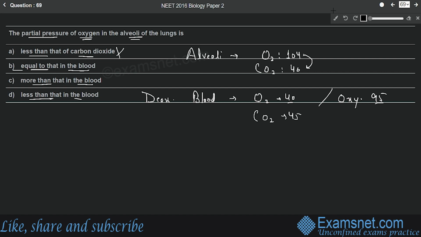Then the second statement says equal to that in the blood. So in the alveoli, it is 104 partial pressure of oxygen. In the blood, it is 40 and 95. For deoxygenated it is 40, for oxygenated it is 95. So in both the cases it is more than that in the blood. Not equal to and not less than that in the blood, it is more than that in the blood, whether oxygenated or deoxygenated. So option C will be the correct answer.